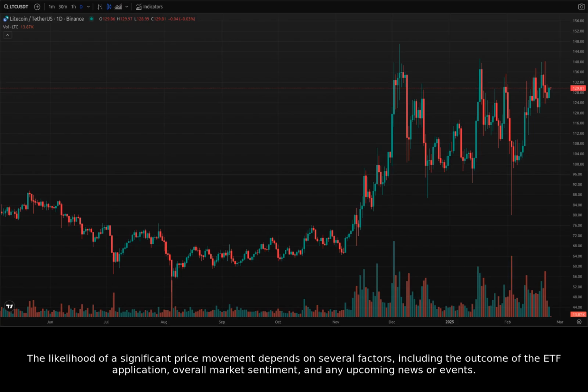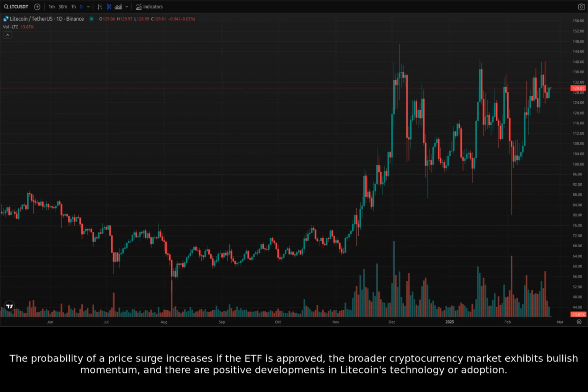The likelihood of a significant price movement depends on several factors, including the outcome of the ETF application, overall market sentiment, and any upcoming news or events. The probability of a price surge increases if the ETF is approved, the broader cryptocurrency market exhibits bullish momentum, and there are positive developments in Litecoin's technology or adoption.